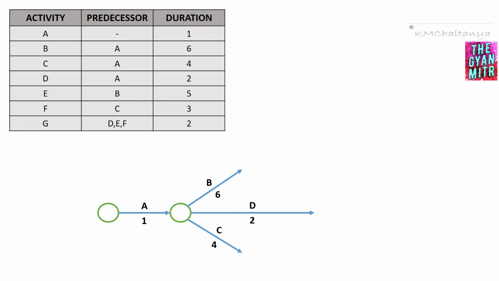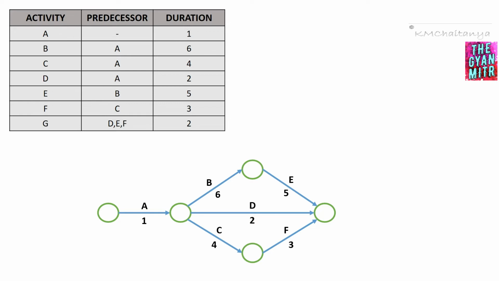Once the activities have been drawn, we have to close those activities with an event. So we are going to draw the events at the end of the activities. Next we go on to activity E, and we can clearly see activity B is the predecessor for activity E, and the duration is 5. Next for activity F, activity C is the predecessor. So we have activity F and the duration is 3 units.